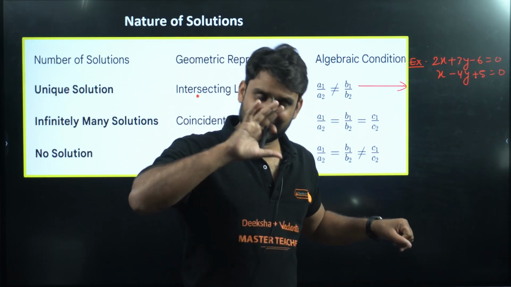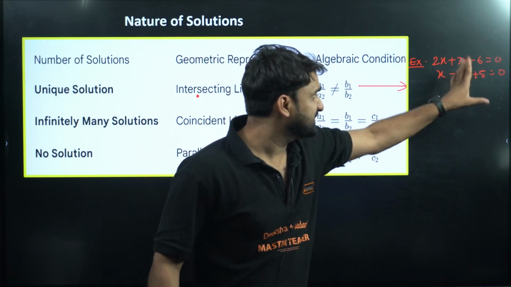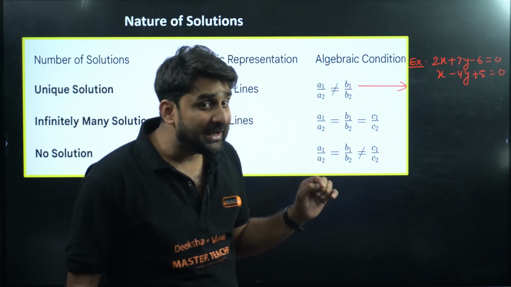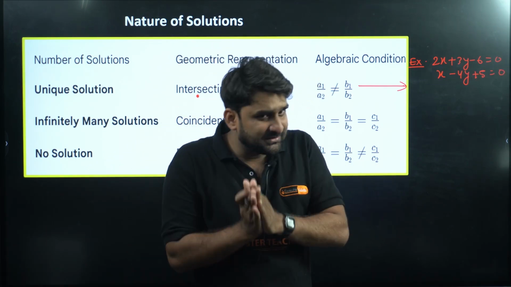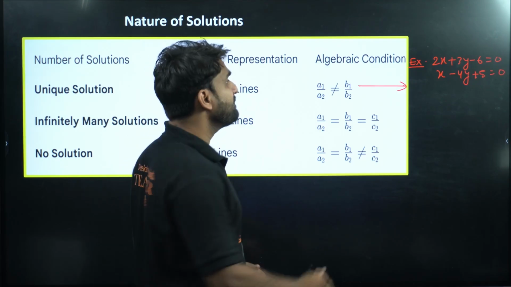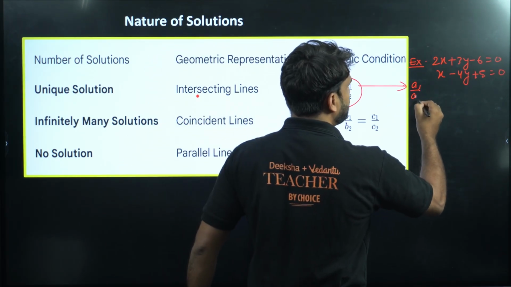It is confirmed that both will be a straight line on the graph. Why? Because the exponent of the variable is 1. Now, if both are straight lines, whether they will be intersecting, coinciding or parallel, you have to answer for this. So, find a1 by a2.